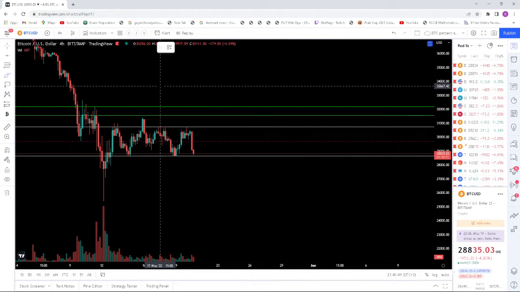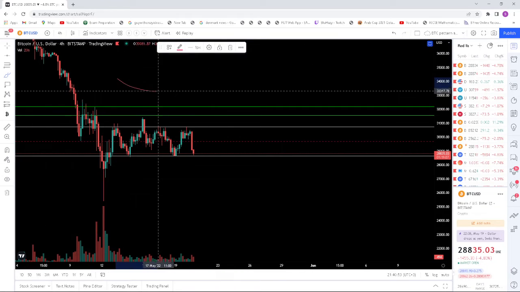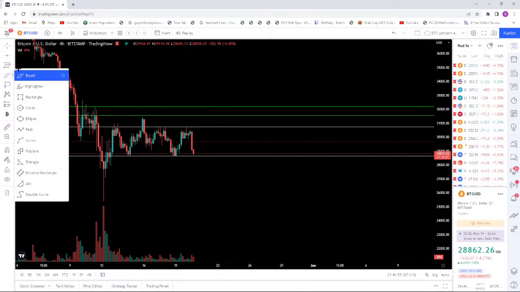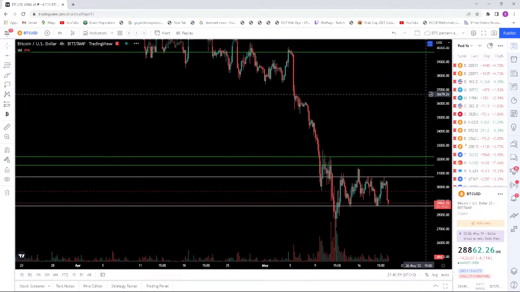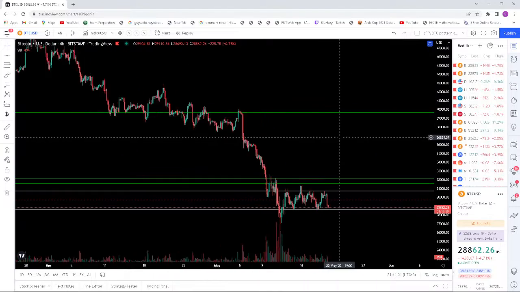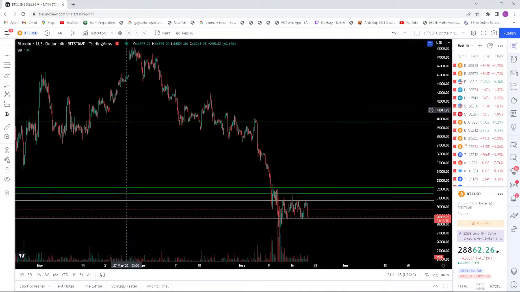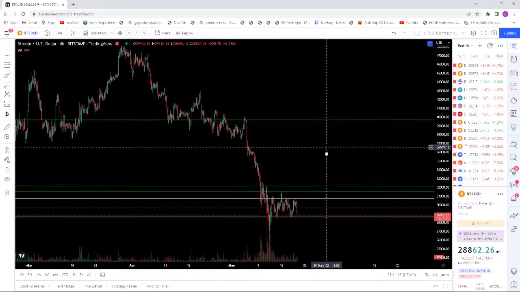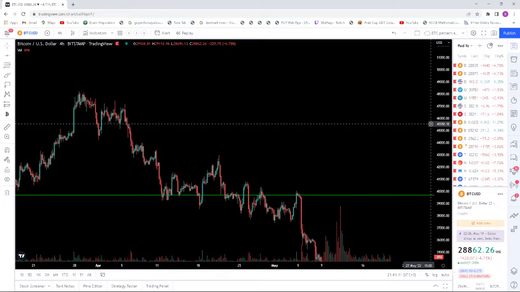Now that's not the only method I like to trade. Another thing which is very important is trend line. What is a trend line? It represents the trend that you're in. As long as price is respecting that line, that means you're still in that trend.